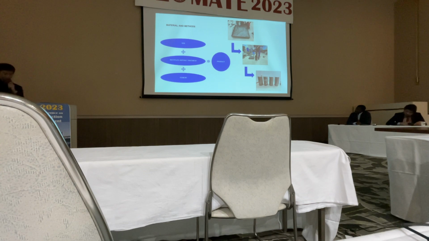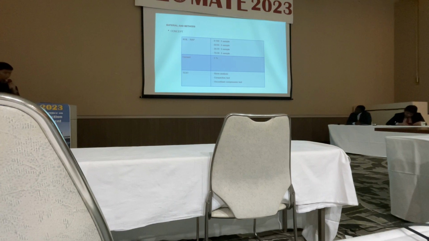The process of the experiment is to mix soil with recycled asphalt pavement and stabilize it with cement, and we got the products. Concept of experiment: mixing ratio of soil and recycled asphalt pavement, we use 5 samples per mixing, and use cement 5%. And we tested sieve analysis, compaction test, and unconfined compressive strength test.